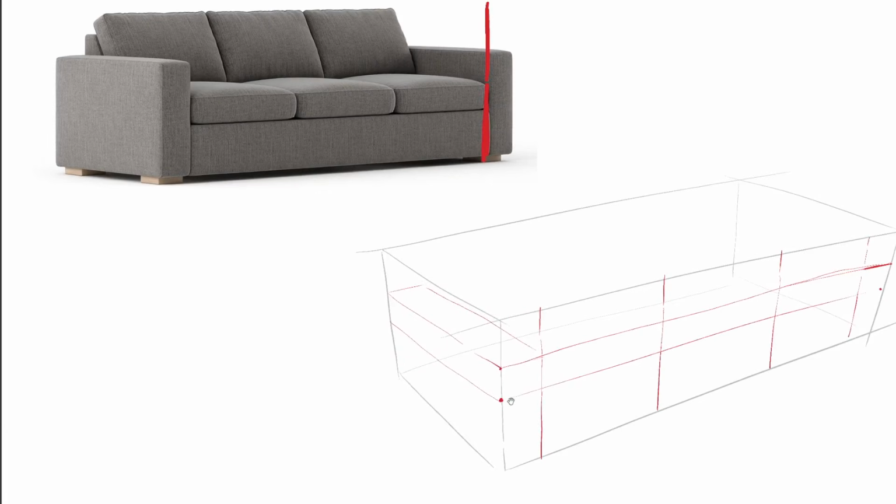Next, we have to think about the depth of the couch, and we have the backrest, which is, of course, on this line somewhere. But you can also see that there's an angled section to this back part, which is what the cushions rest on.